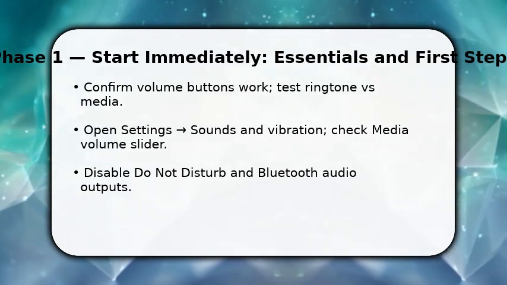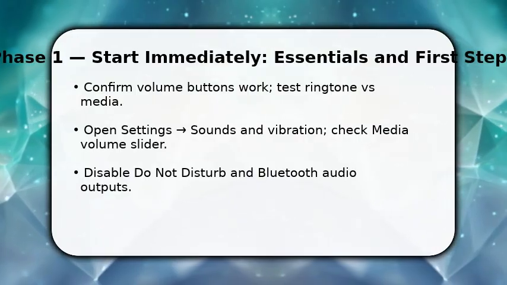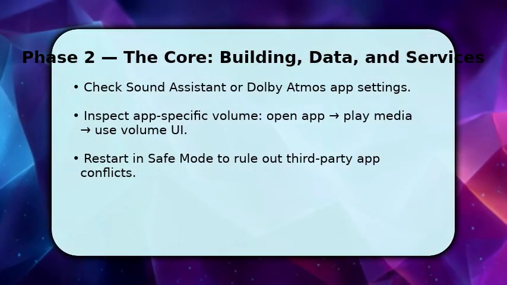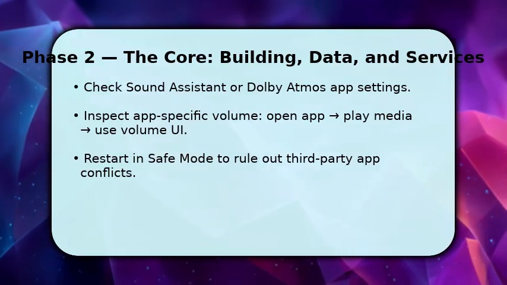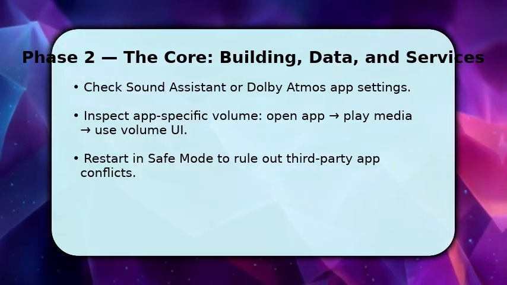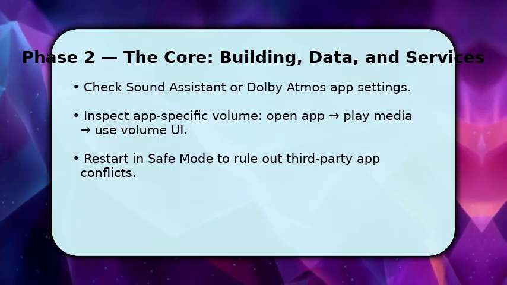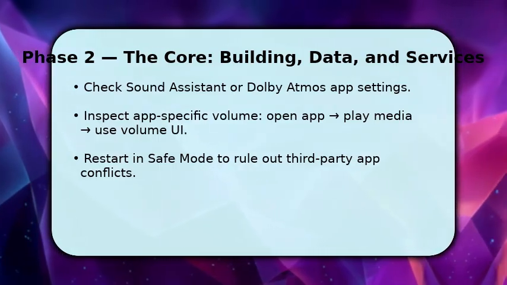Next, you'll dive into advanced controls that often alter media volume. Open any manufacturer sound utilities like Dolby Atmos or Samsung Sound Assistant. Make sure equalizer boosts aren't muting frequencies and that app-specific profiles aren't set to 0.